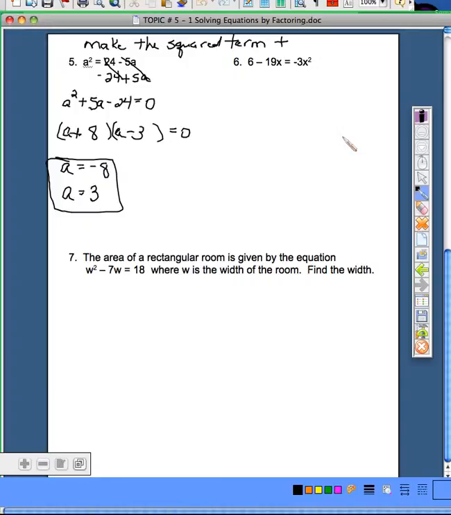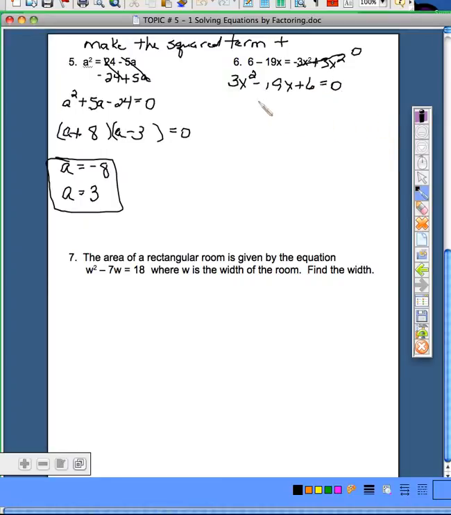All right, looking at example 6, here our 3x squared, our squared term is negative. So that's the one I'm going to shift because then it will become positive. I'm going to add 3x squared to both sides and I end up with 0 over here. I have 3x squared. Now again, I want descending powers of x, so the next thing I'm going to write is minus 19x and then plus 6.